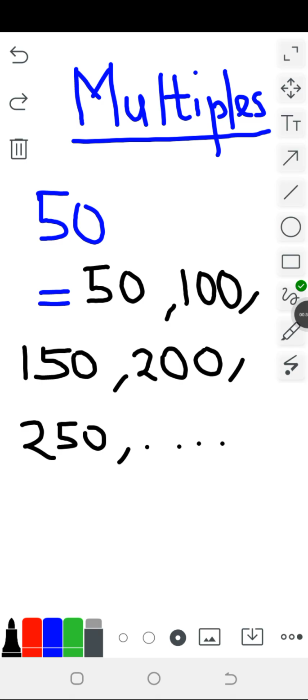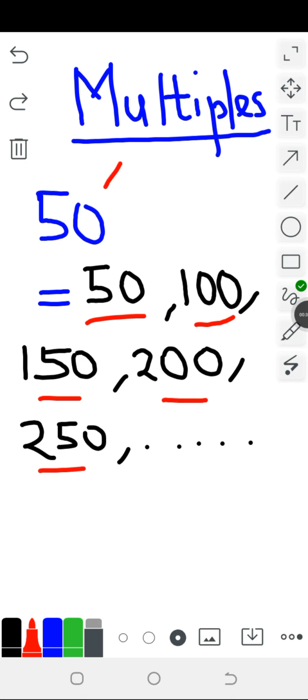Now, you can't be told to list all of the multiples of a number. You will only be told to list a certain amount of the multiples of a number. For instance, if you are told to list the first 5 multiples of 50, the first 5 multiples of 50 will be 50, 100, 150, 200, and 250. So that means we'll be using 50 to multiply 1, 2, 3, and so on and so forth. Now, that is that for 50.